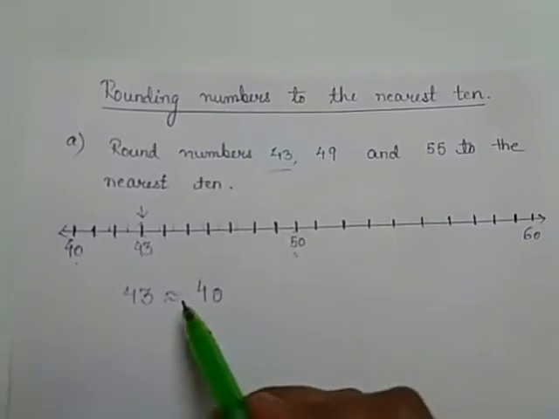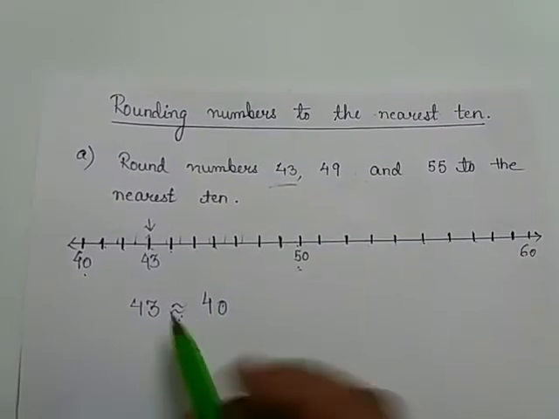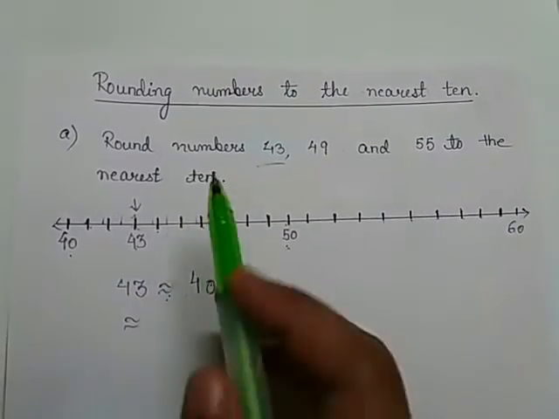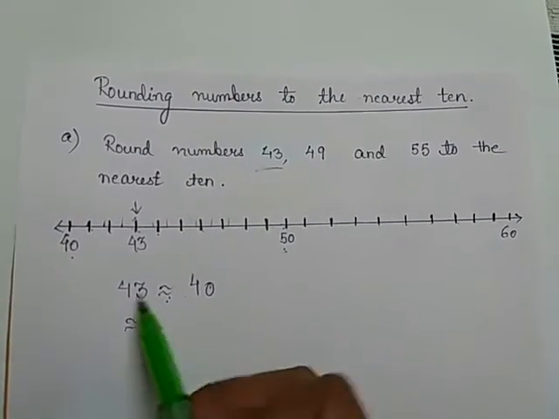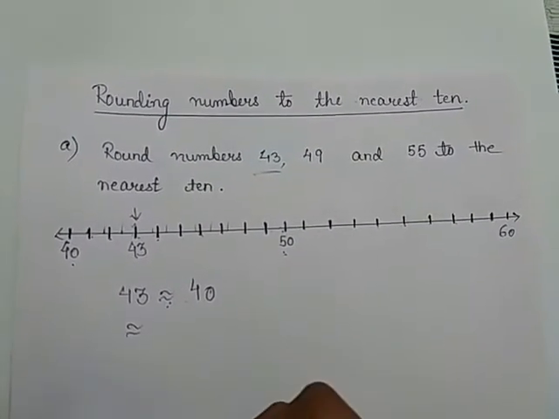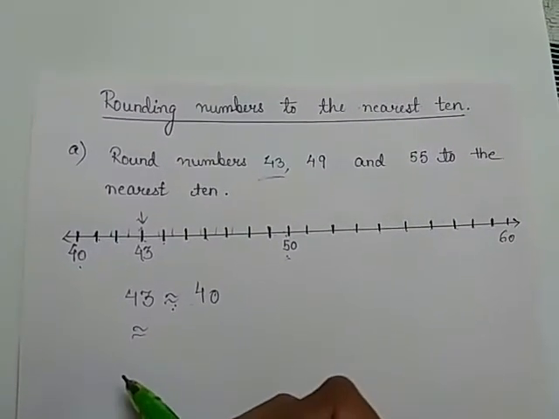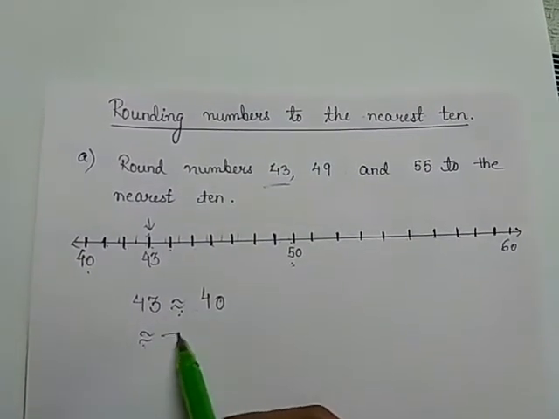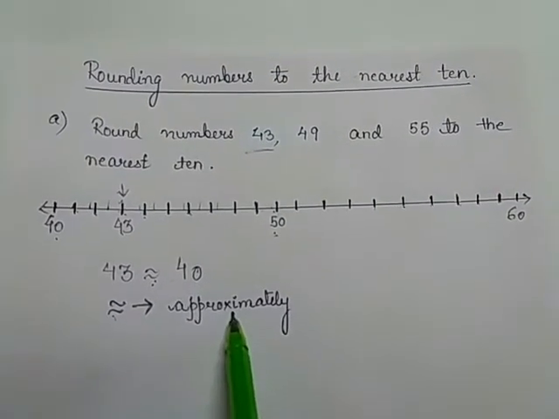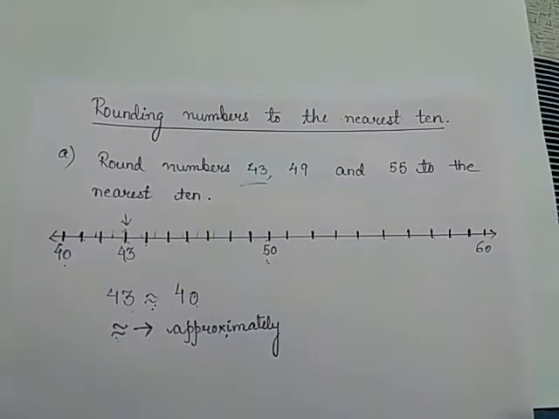Now you can see that instead of giving an equal to sign, I have given this sign. This sign is an approximate sign. As I said in the beginning of this chapter, rounding off is basically making the number simpler, that is, we take an approximate number. So this sign means approximately. So we can say that 43 is approximate to 40.